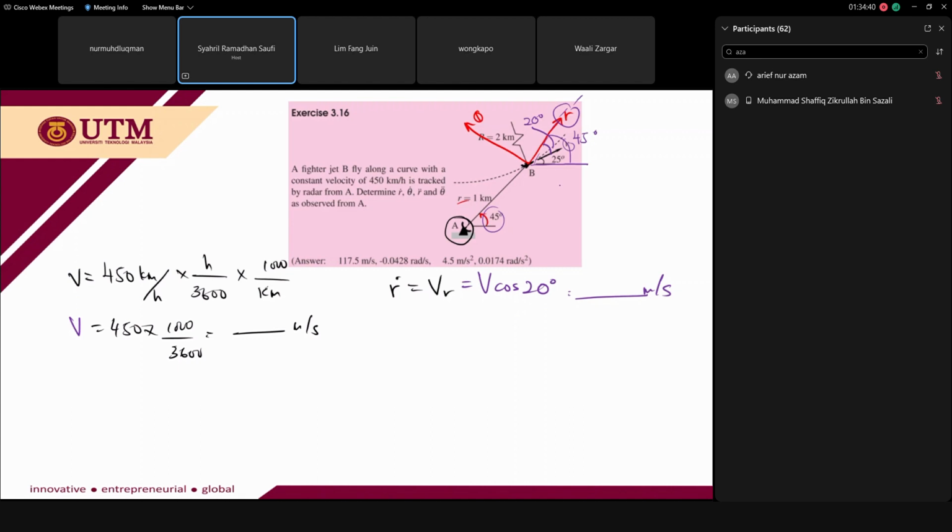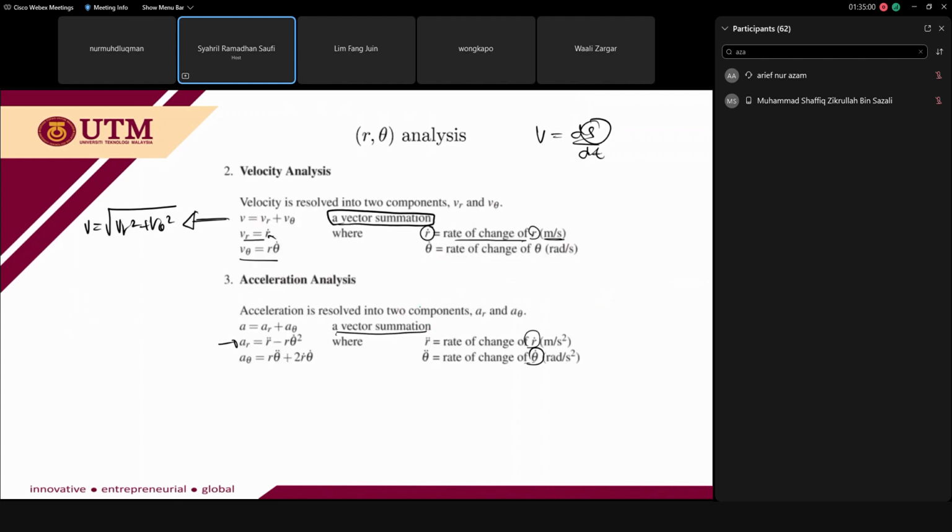And then we go on to theta dot. You need to determine theta dot. R theta dot is equal to V theta. So let me check. V theta is equal to R theta dot.